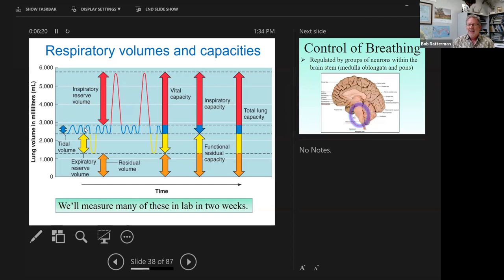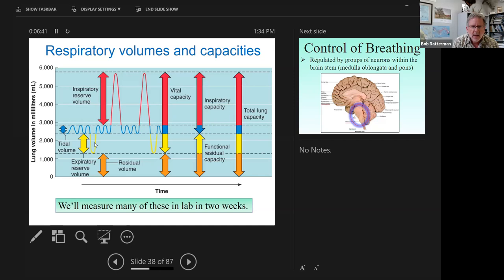If you think about, if you could take a bigger breath in, that's like 5 or 6 times what you ordinarily would inhale, right? Sitting at home, watching Zoom, whatever. So that's IRV, inspiratory reserve volume.